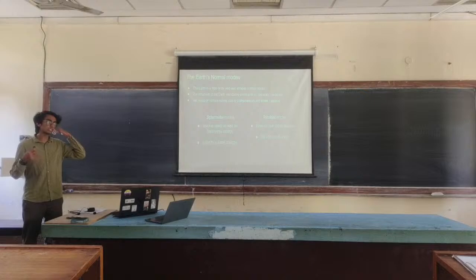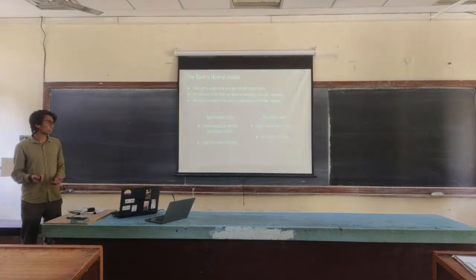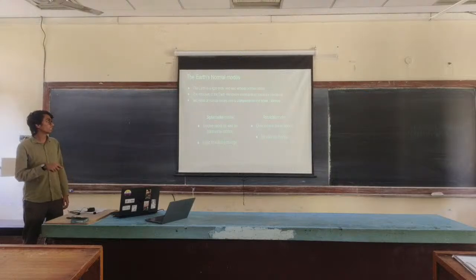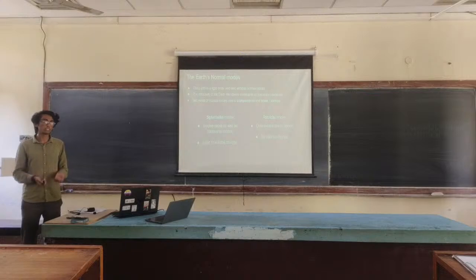So since the Earth is a little more complicated than a string, it can undergo two different kinds of motion. It can undergo compression, which can be thought of as the expansion or squeezing of a rubber ball, and torsion, which can be thought of as twisting of the surface of the entire ball. So there are two different normal modes for the Earth. Spheroidal modes correspond to compression and toroidal modes correspond to torsion.